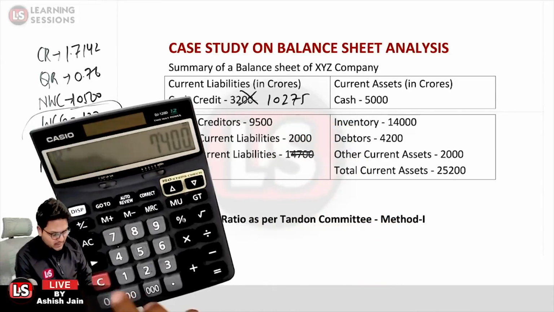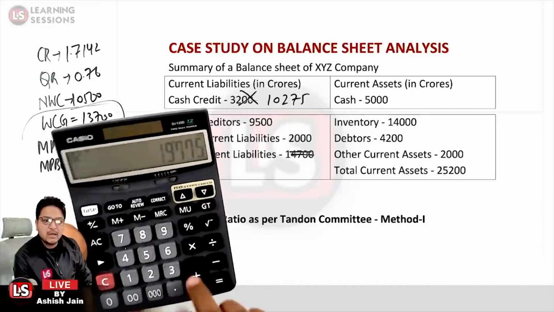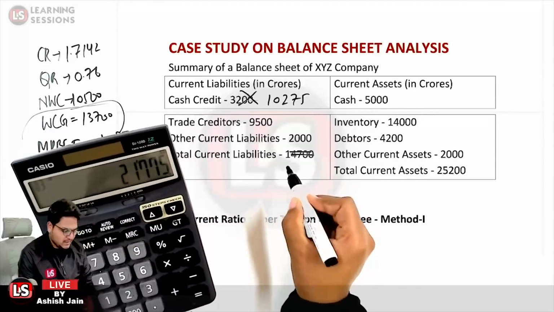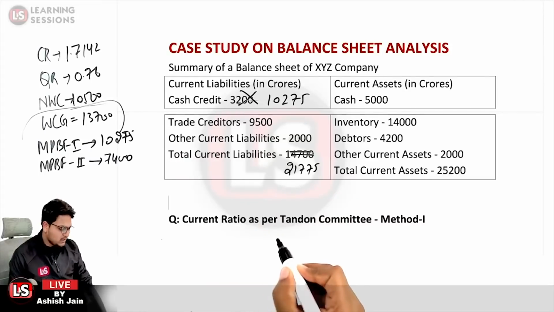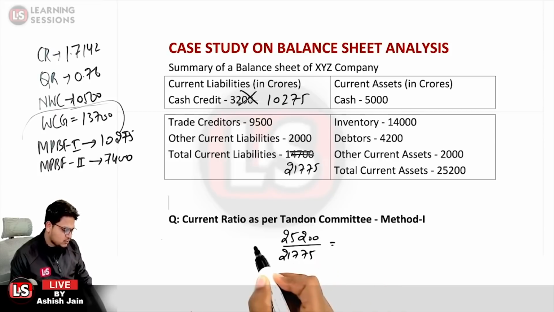It will be 10,275 plus 9,500 plus 2,000. That would be the total amount of the current liabilities. That is 21,775. And what will be the amount of the current ratio? The current assets, that is 25,200 divided by 21,775. That would be the current ratio.